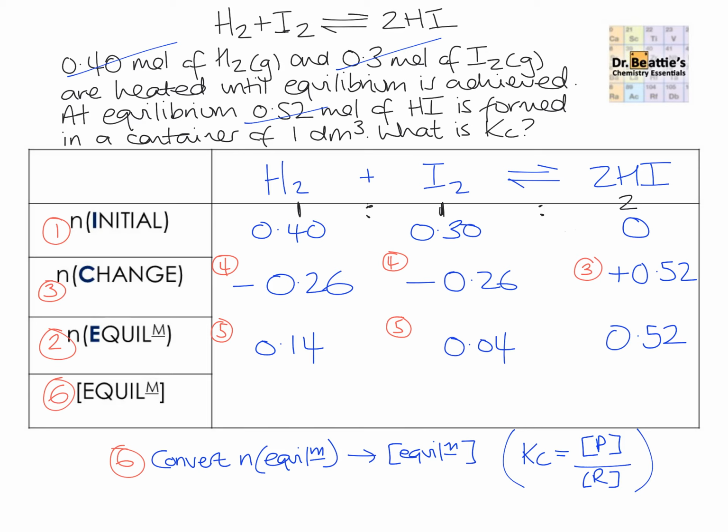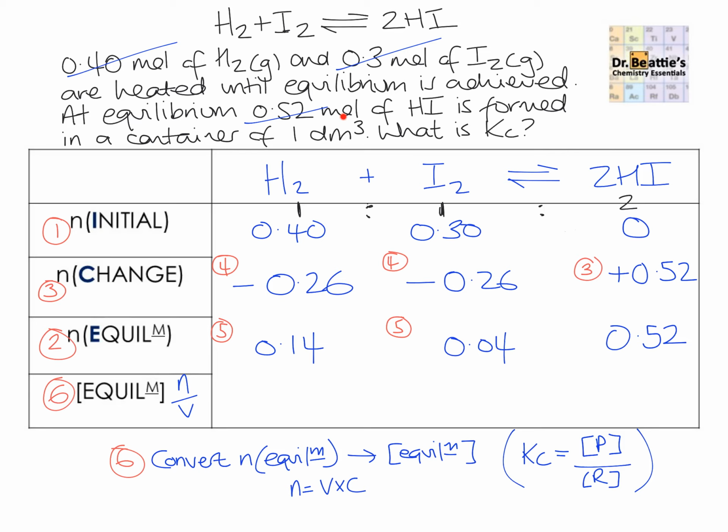Now the way we do that is by the equation n equals v times c. So if we want equilibrium concentration here, then we rearrange that, it's n divided by v. So we're going to take these as our n values and divide by the volume we're given in the question. Now here it says it's formed in a container of 1 decimeter cubed. So we just need to do 0.14 divided by 1 decimeter cubed.